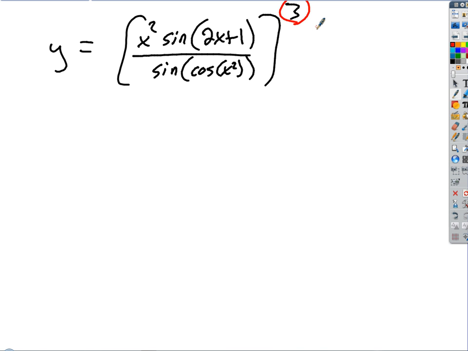Now, in the process of doing the quotient rule, I'm going to get some nasty stuff going on. I'm going to get the top times the derivative of the bottom. Well, actually the bottom times the derivative of the top first, right? So what's the derivative of the top? Let's take that one first. What's going on there? What is that?